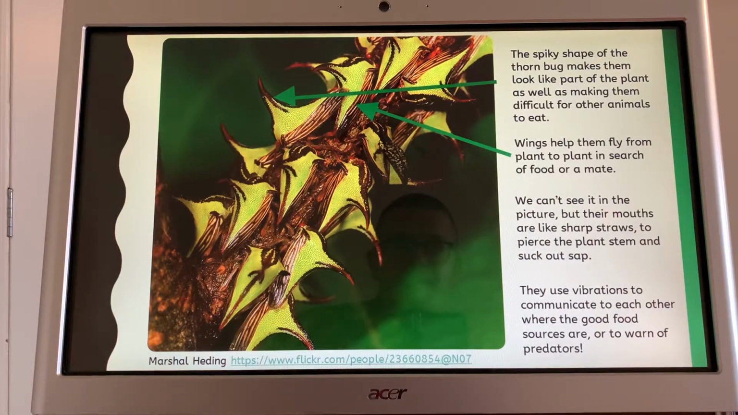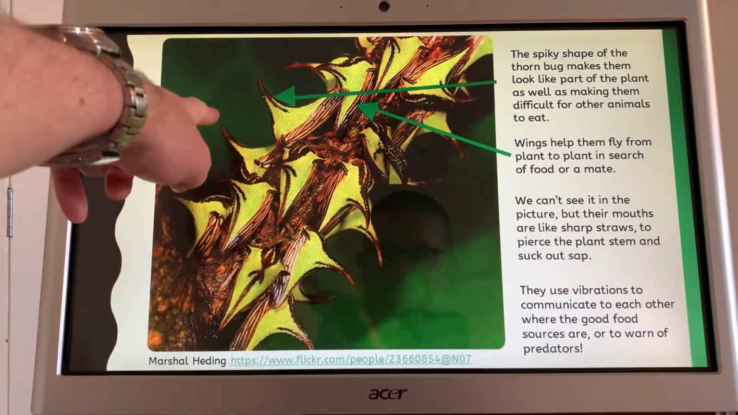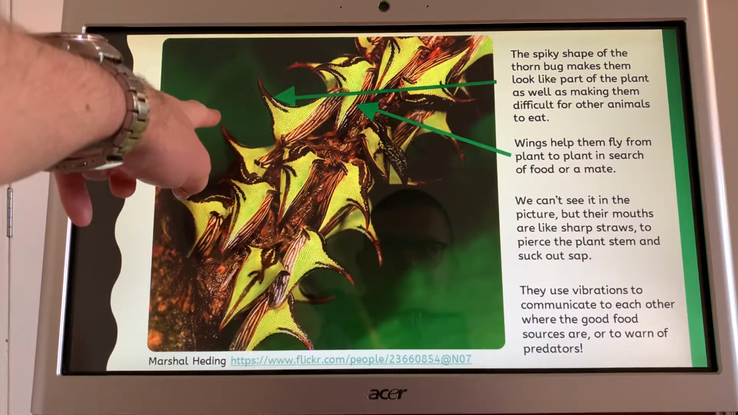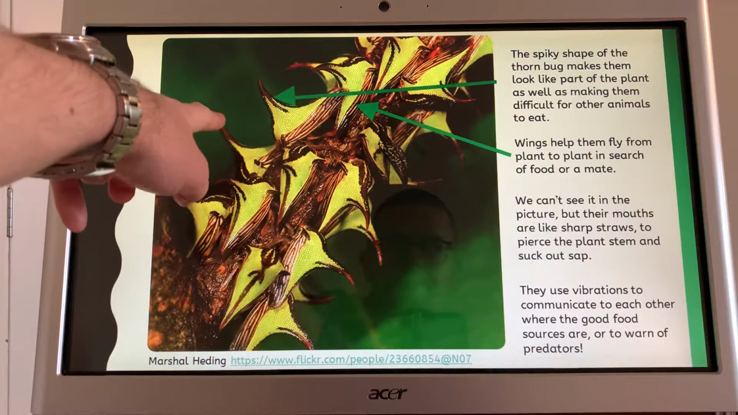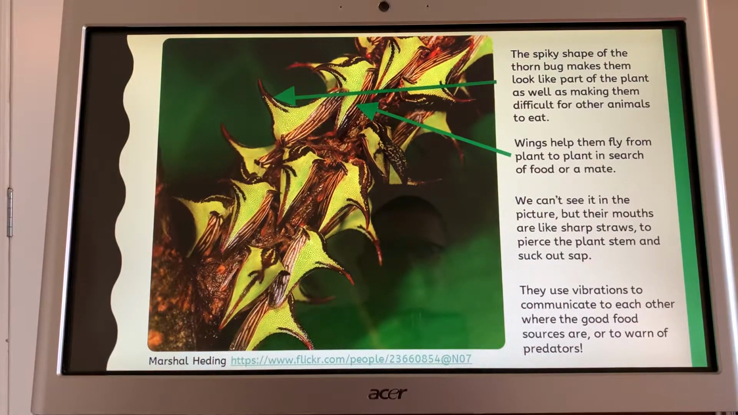The spiky shape of the thorn bug makes them look like part of the plant, as well as making them difficult for other animals to eat. Have a look at the image; it's very sharp to touch as well. Wings help them fly from plant to plant in search of food or a mate. We can't see it in the picture, but their mouths are like sharp straws to pierce the plant stem and suck out sap.